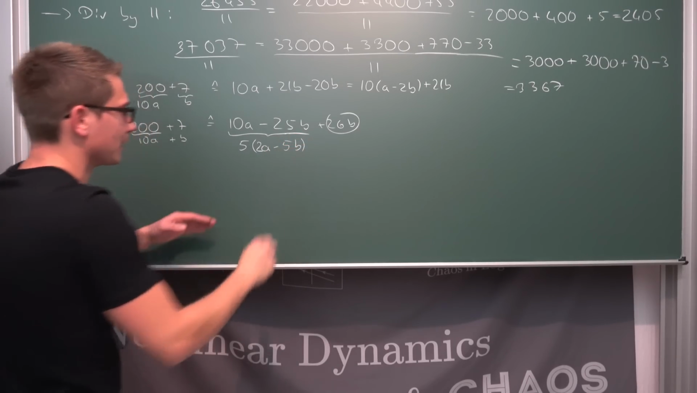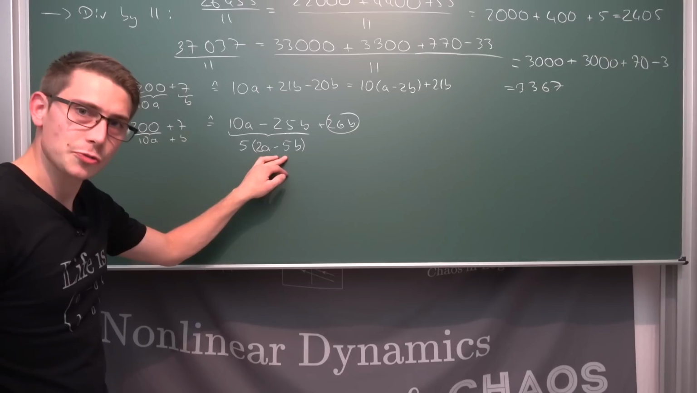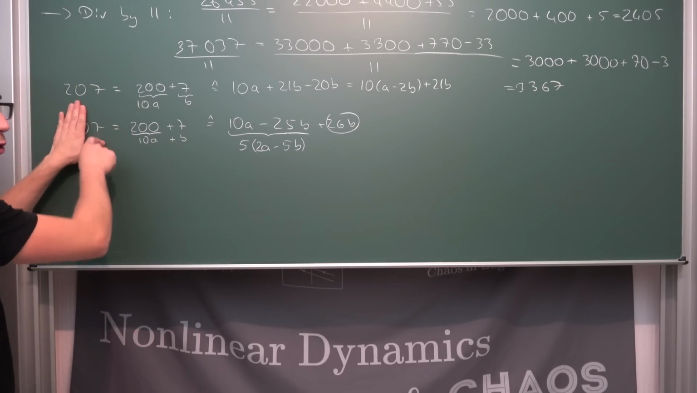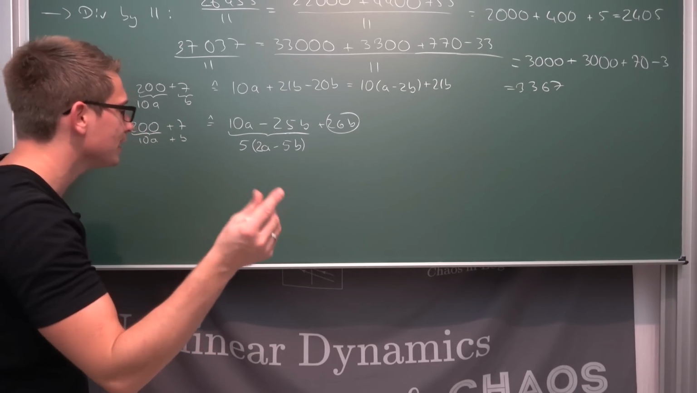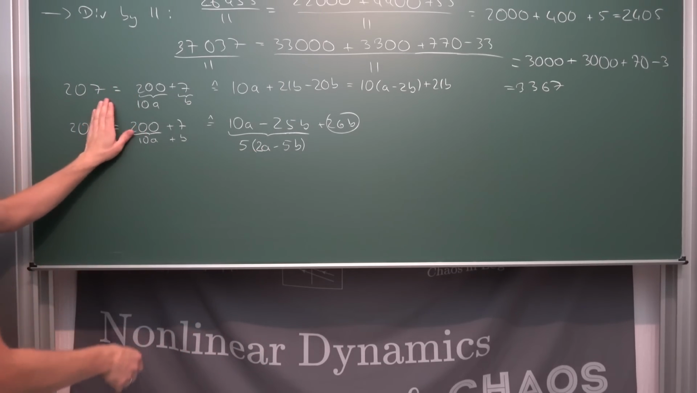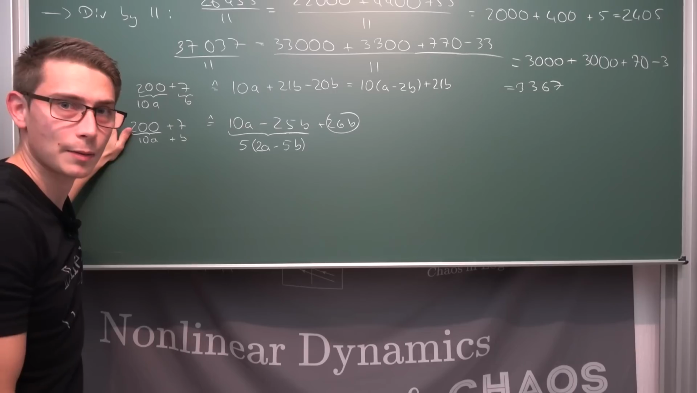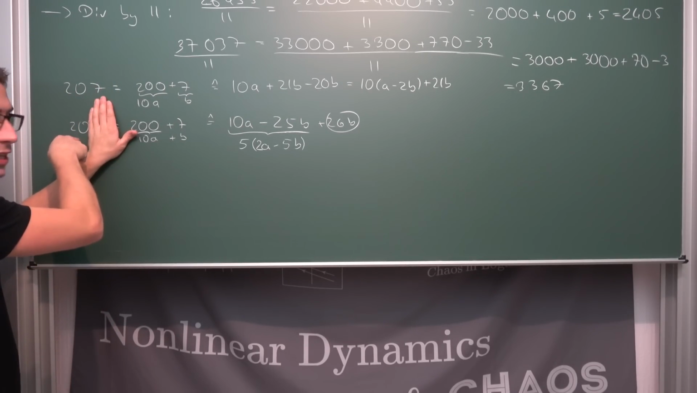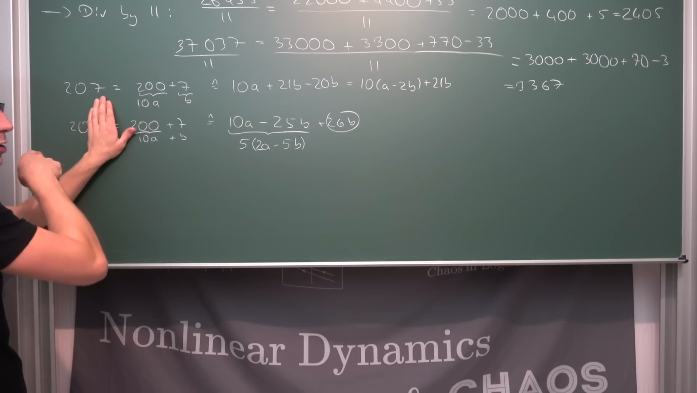Meaning this right here is going to be 5 times (2a minus 5b). Meaning, a number is divisible by 13 if you take the last digit, multiply it by 5, and then subtract that from the remaining digits multiplied by 2.